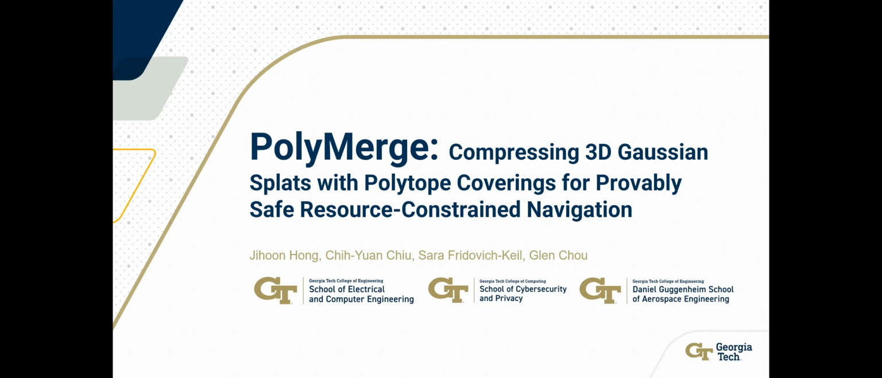In this work, we introduce PolyMerge, a compression algorithm for 3D Gaussian splatting models which enables provably safe navigation on platforms with restricted hardware resources.